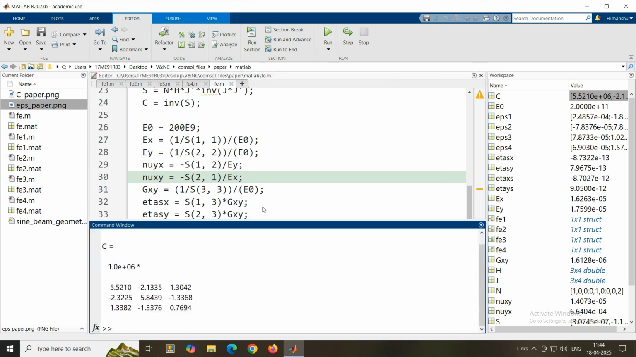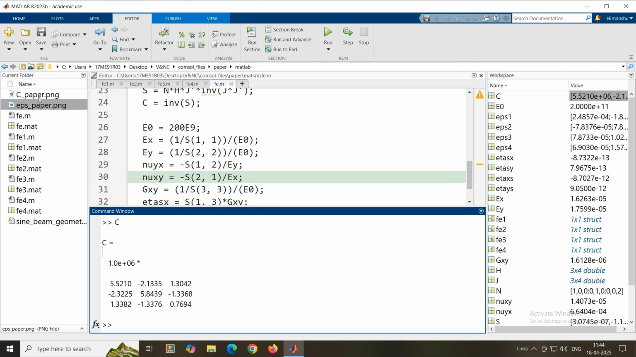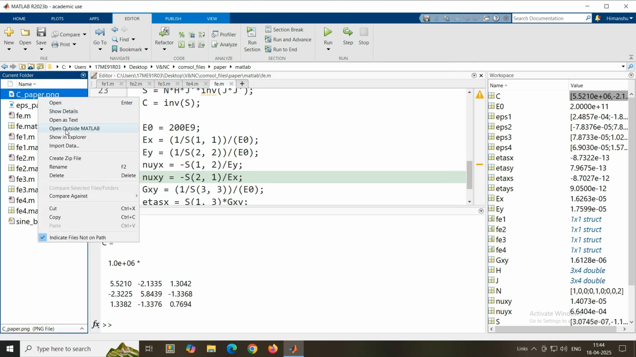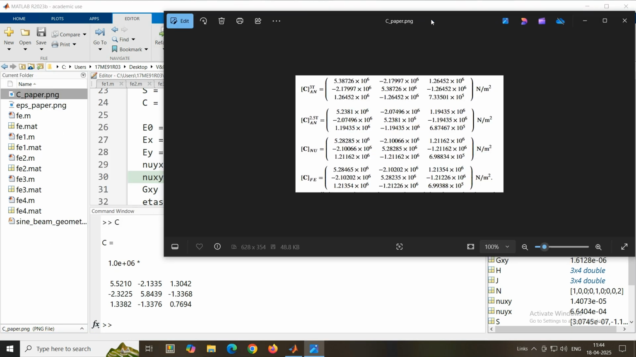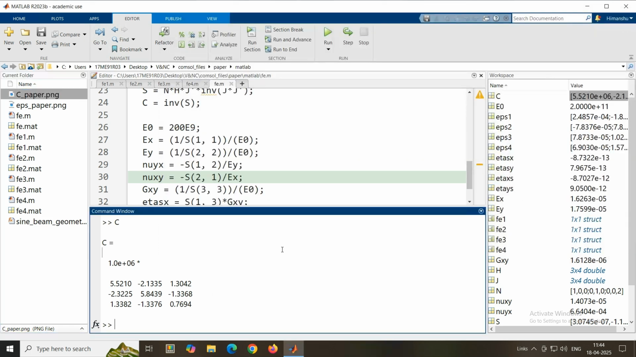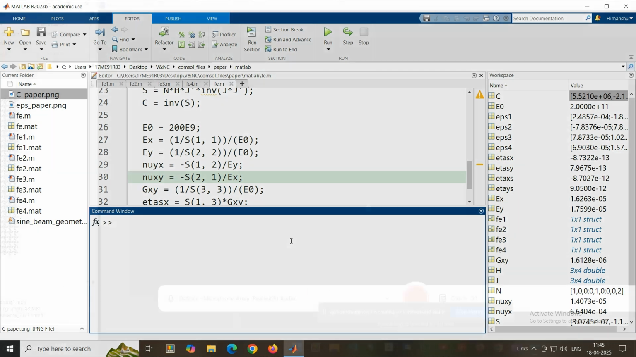This is what we obtain. This is what I obtain, and this is given in the paper. So we can see it matches quite well with the paper, thereby validating my FEA model, and I can use it later for doing further analysis on the lattice.